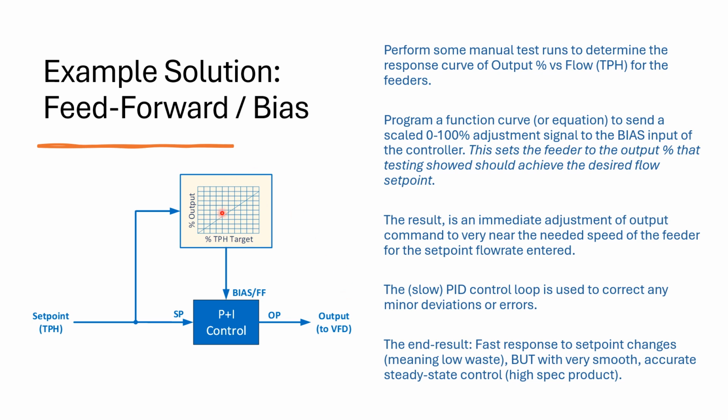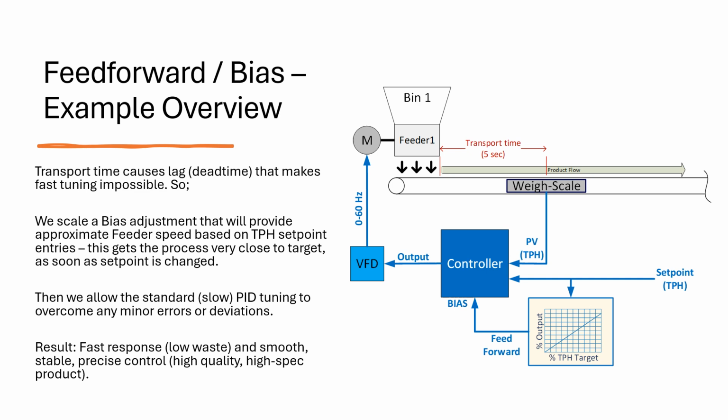Then the PID block will make up for any small deviations or errors so that at steady state, you're spot on. Okay, so to cover this full system, the whole concept, basically what we have is there's a transport delay because of where the weigh scale is in relation to the feeder, and that's causing a 5-second pure dead time, which means we can't tune the system very aggressively and results in a lot of wasted product during the ramp up or ramp down times.